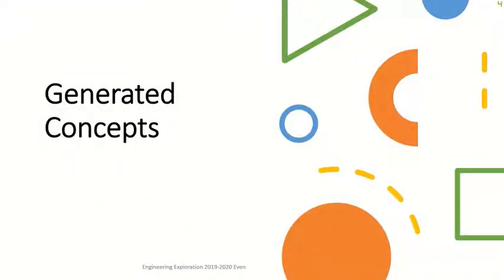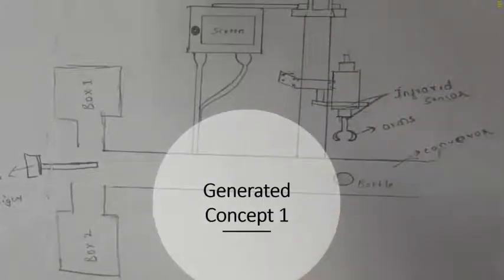Generated concepts. There were four main concepts included in the creation of this project. In the first diagram, we use infrared sensors, mechanical arms, a conveyor belt, and a screen to move the bottle, and the bottle is further divided into box 1 and box 2.